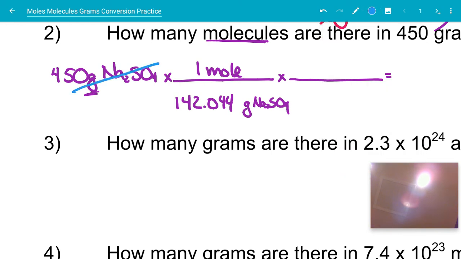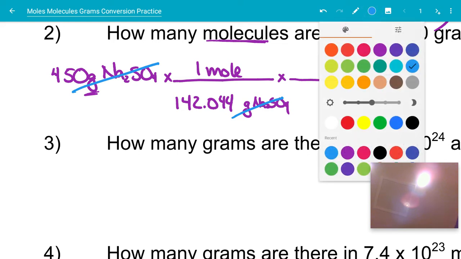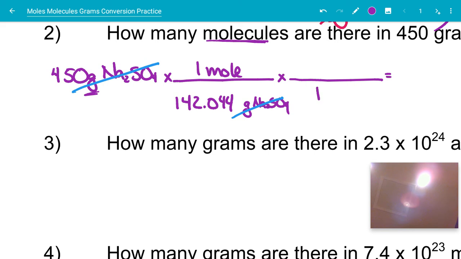And so now I want you to notice that my units have canceled out. I have grams over grams, so that unit canceled out. Now I want my moles to cancel out. I'm left with moles, so I want that to cancel out. So I'm going to put 1 mole on the bottom, and now those 2 units are going to cancel out.